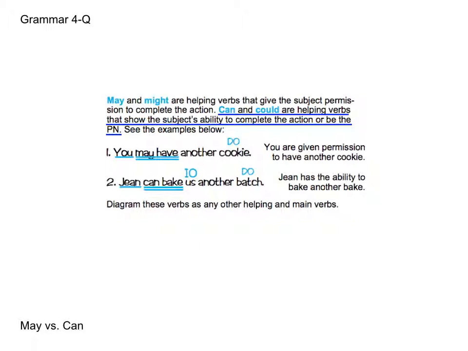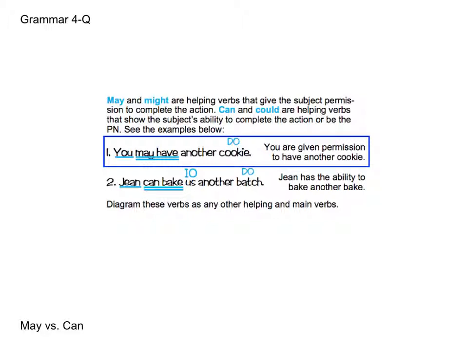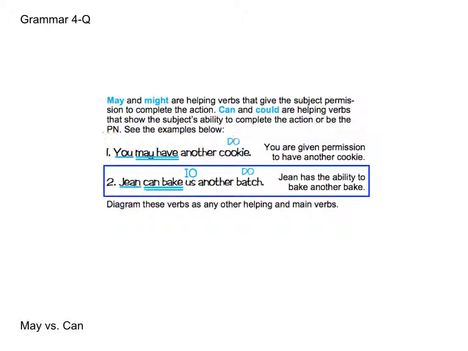So let's look at examples. You may have another cookie. You are given permission to have that cookie. You go for it. You get to do it. You are permissed. Whereas the next one is, Jean can bake us another batch. Jean has the ability. She's got the ingredients. She's got the time. She can do it right now if she wants to.